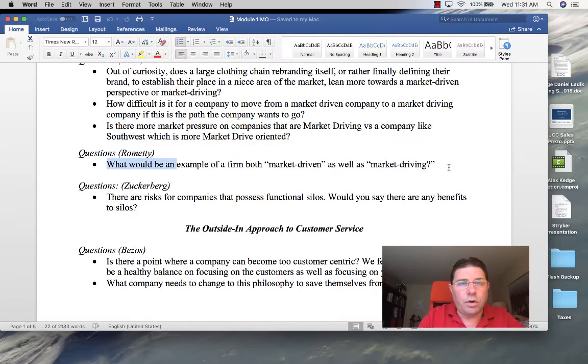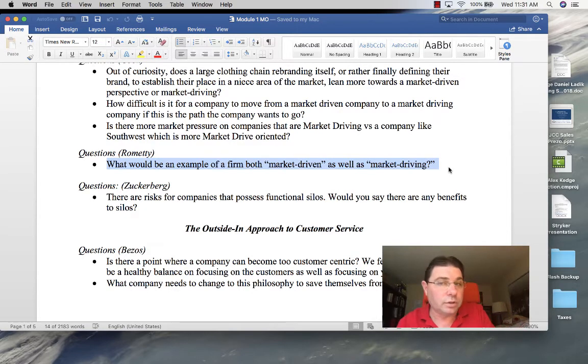All right, Team Ramadati, Ginny. The original tech company, IBM. What would be an example of a firm both market-driven as well as market-driving? I already answered this one. A market-driving company is market-driven, but a market-driven company is not necessarily market-driving.